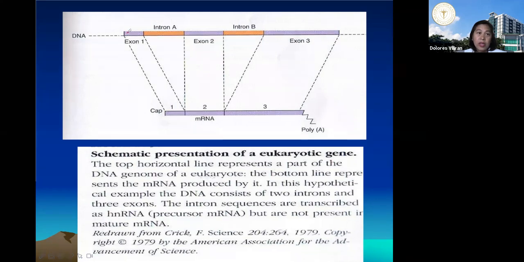So when you transcribe DNA to RNA, you need to process the RNA so that it only contains exons. So introns will be removed via a splicing reaction, okay? It's not slicing, S-P-L, splicing reaction. So mature mRNA contains only pure exons, no more introns.